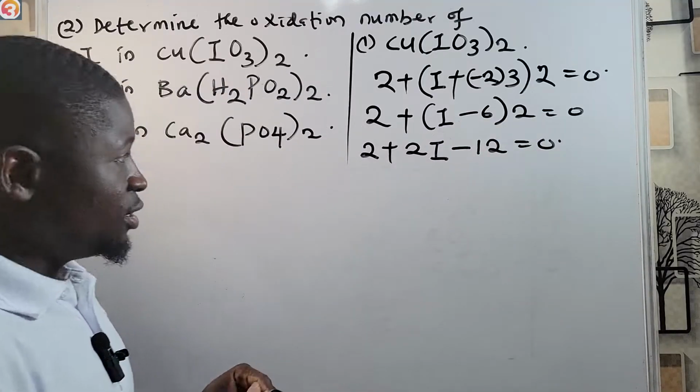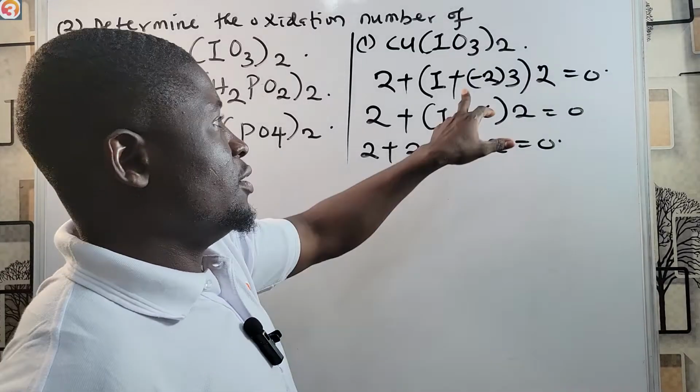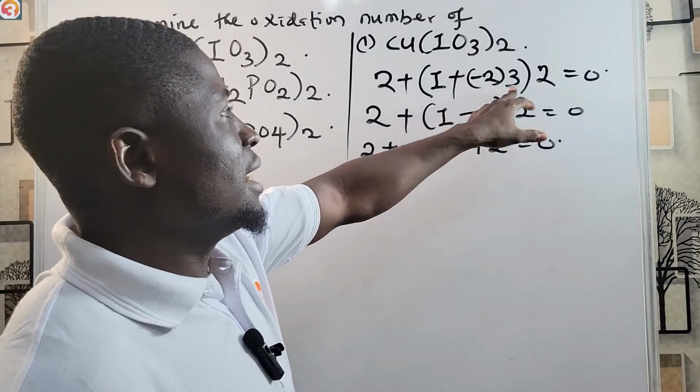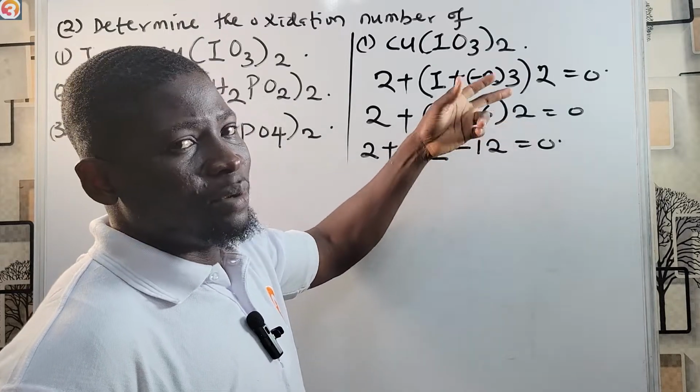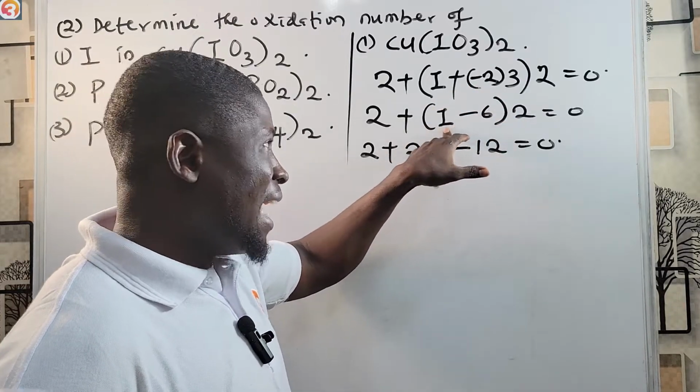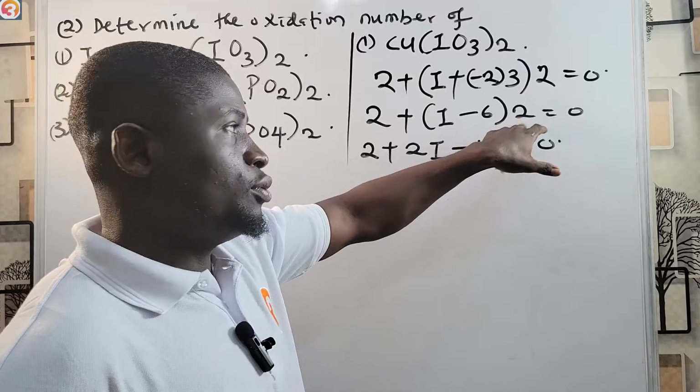Hope you are getting it. So we're trying to expand this bracket. We started from here. All right, -2 times 3 is -6. All right, plus times minus is minus. That's why I'm having I - 6 here. Then 2 is equal to 0.